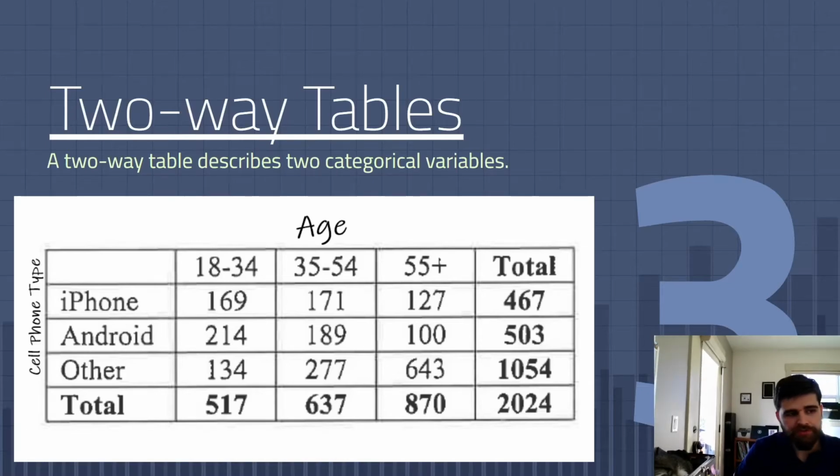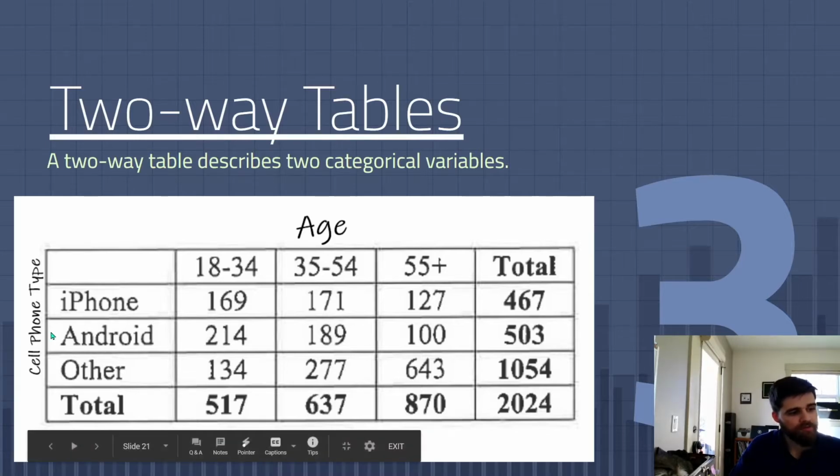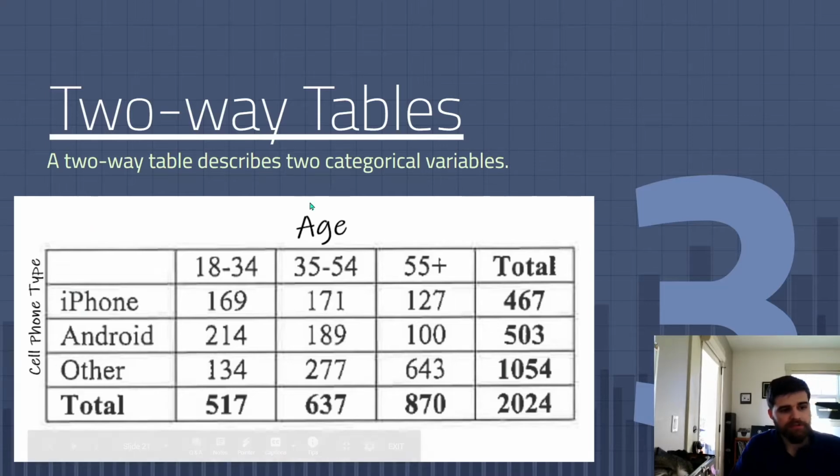Two-way tables are a really useful tool for allowing us to look at two categorical variables at once. So you can see an example here. We've got on one side cell phone type, so iPhone, Android, or other. On the other side, we have age group. Notice that age here is a categorical variable. A lot of times with age, we would think of it as quantitative, but here we've grouped people into three categories. Right? We've got the younger adults, the middle-aged, and the older.